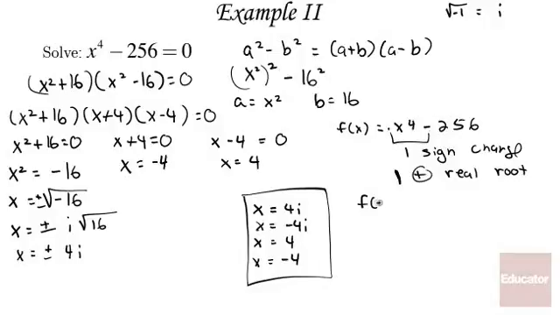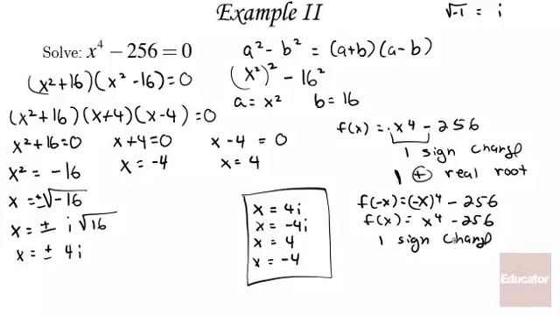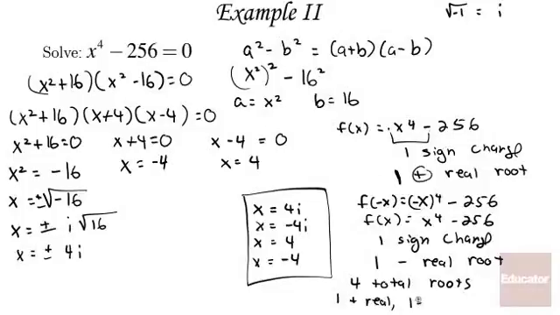Now, looking at f of negative x, this gives me negative x to the fourth minus 256. Well, negative 1 taken to the 4th power is just going to become positive, so this gives me this. And again, I have 1 sign change, so I have 1 negative real root. Since the degree here is 4, I have 4 total roots. This leaves me with 1 positive real, 1 negative real, and 2 complex roots, which is exactly what I see: positive real, negative real, and a set of complex conjugates.